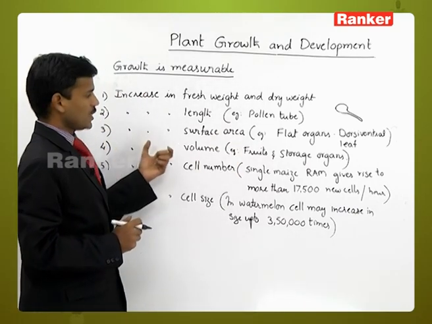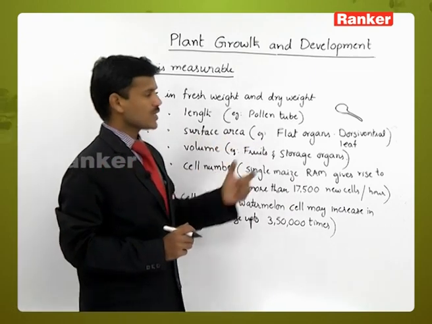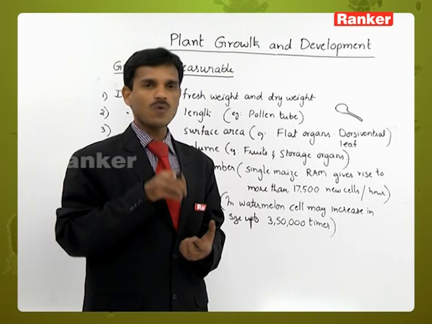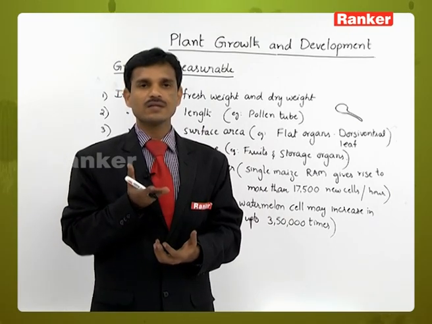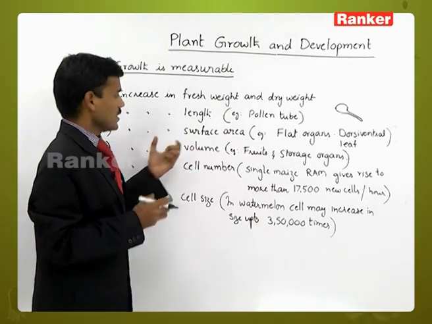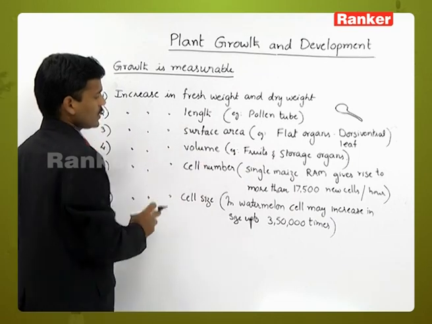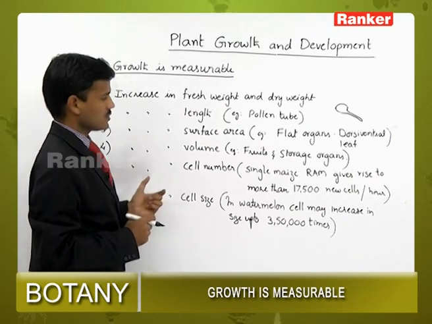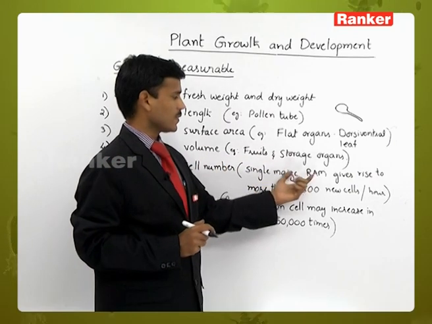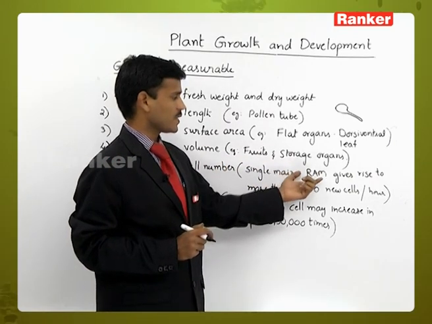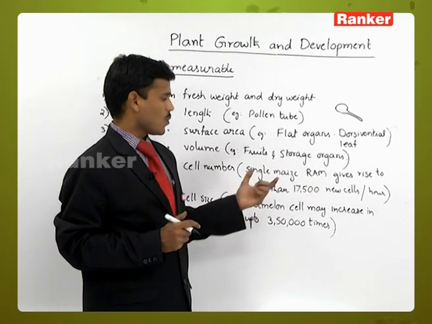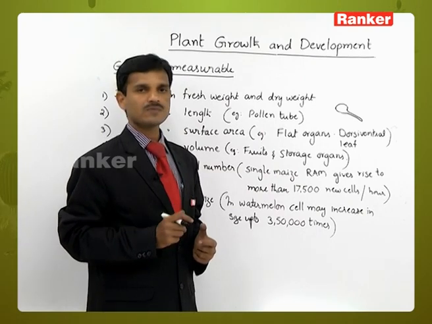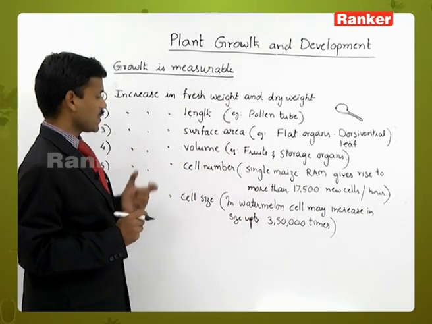Next, increase in the volume. Here, the fruits and storage organs. When these types of organs are dipped in water, the water level increases. So by the increase in volume, we can measure the growth. And here, increase in the cell number. A single maize root apical meristem produces more than 17,500 new cells per hour. So it is an increase in the cell number.